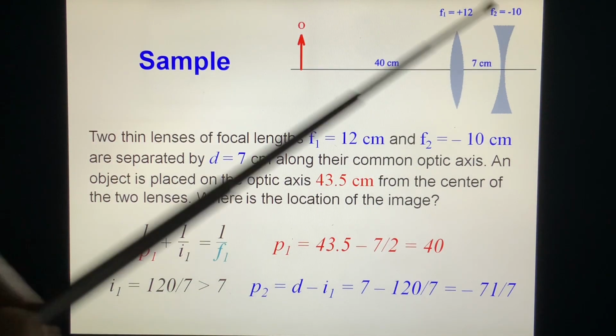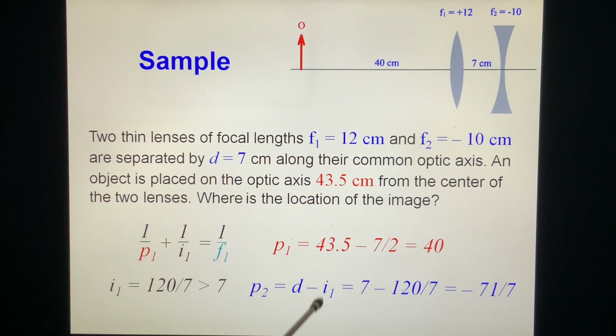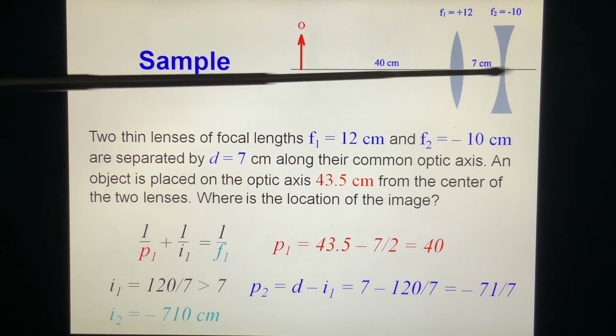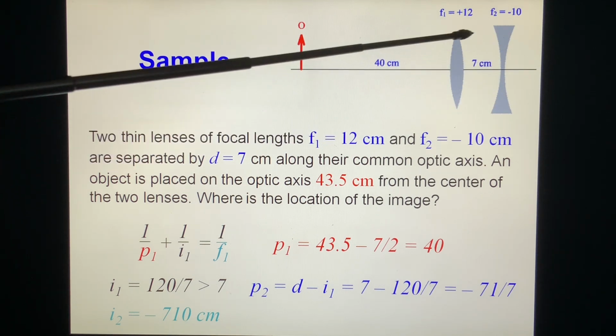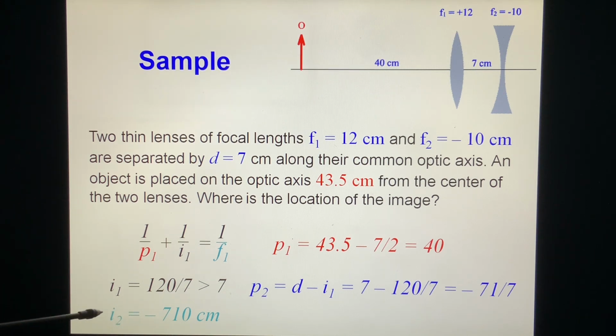And the P2 for this one is D minus I1. 7 minus 130 is minus 71.7. P2 is minus number. And then we use this formula again. 1 over P2 plus 1 over I2 equal to 1 over F2. We got I2. I2 is minus 710 centimeter. Now, for this one, this is the real side. This is the virtual side. I2 is minus means this way is about far left. Okay, on the left.